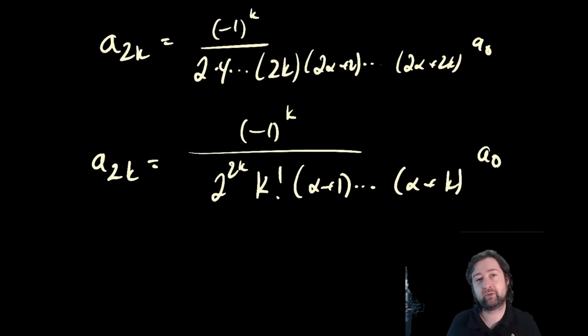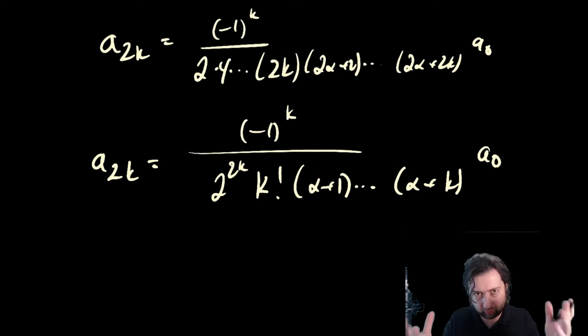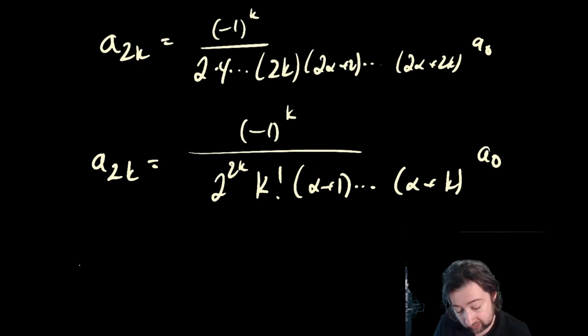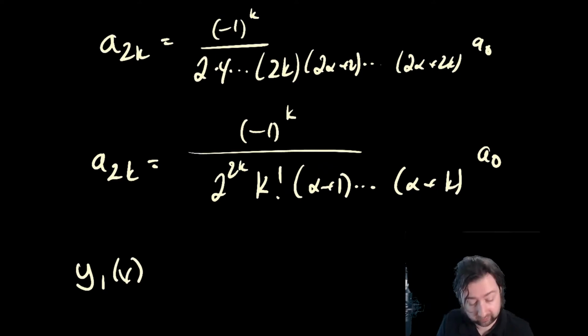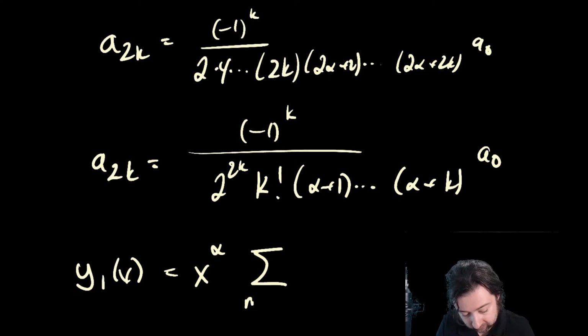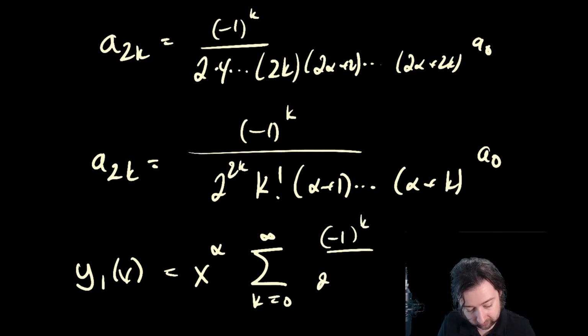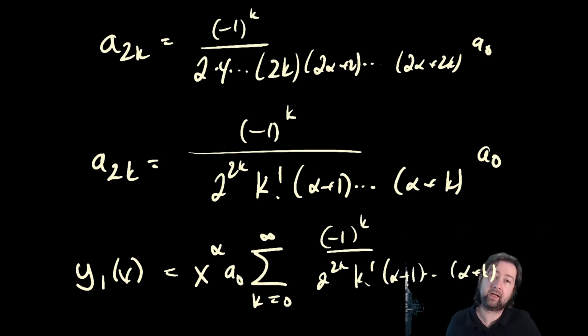Now a naught generally can be chosen when we're dealing with families of solutions. And so what we've shown here is that we have a family of solutions that are dictated in this way. So what do I mean? I mean that y1 of x is equal to x to the alpha times the sum from k equals 0 to infinity of (-1)^k over 2^(2k) k factorial (alpha + 1) up to (alpha + k), and all of this has an a naught in here.